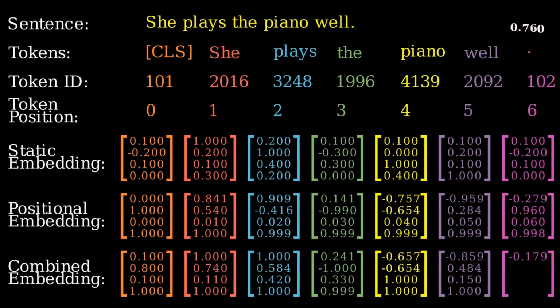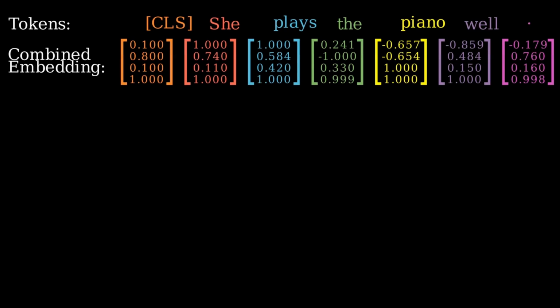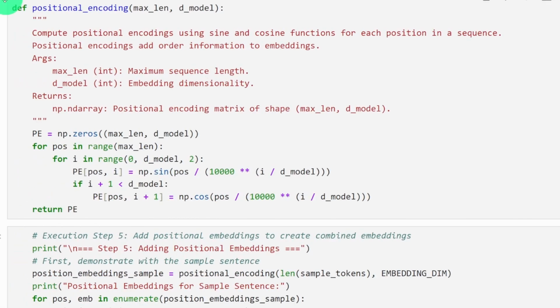Here we have clipped the values between 1 and -1, but in practice, there are different approaches to handle this once we add these numbers. So that's how the combined embedding looks. Now we'll demonstrate positional embeddings.